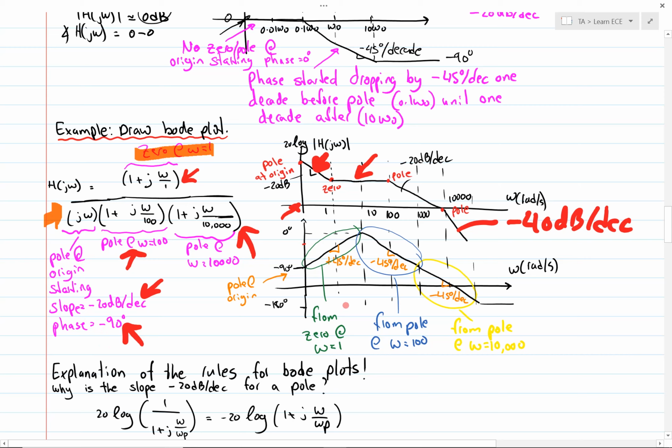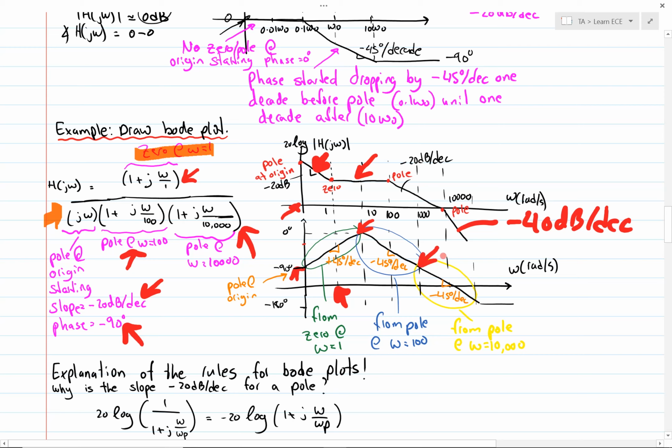My 0 was at omega equals 1. And I know that from 1 decade before that until 1 decade after that, my phase is changing by plus 45 degrees per decade. So I go from minus 90 to 0 over those decades. My next pole is at 100, which means that a decade before it, at 10 radians per second, my slope is minus 40 dB per decade for 1 decade before until 1 decade after.